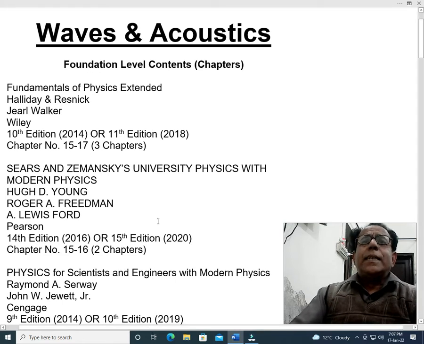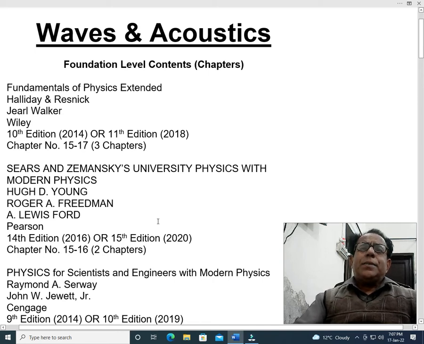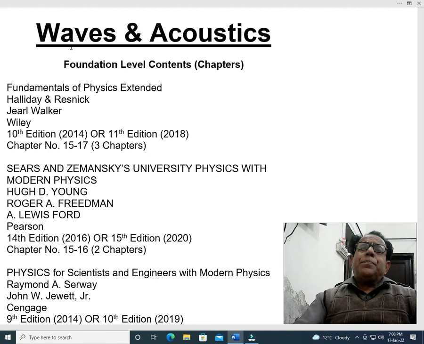Here the term waves is quite comprehensive and includes various disciplines of physics. Okay? For example, waves may be mechanical, waves may be of light, waves may be of sound, waves may be electromagnetic in nature. Okay, so this term waves forms a basis for various major courses.